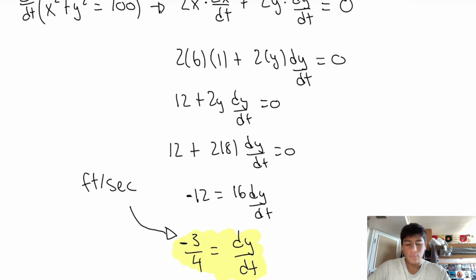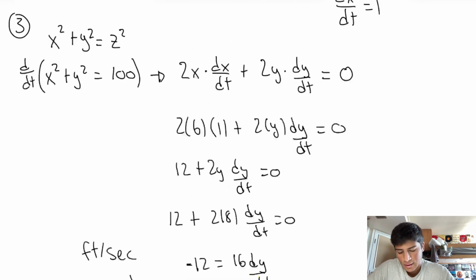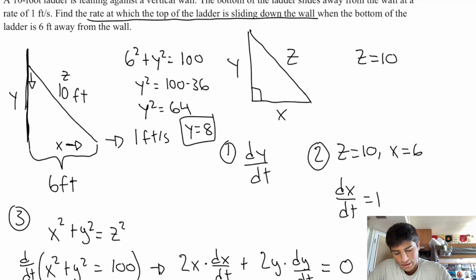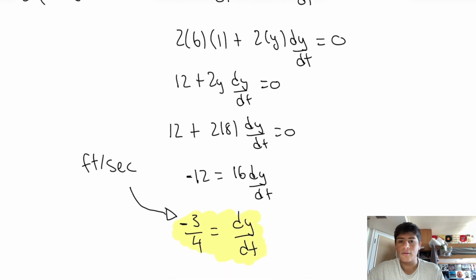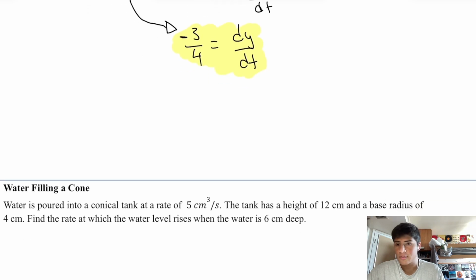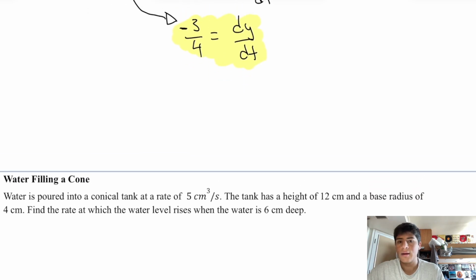And you might be asking, well, why is it negative? And the reason is because our ladder is going downwards. Positive y is upwards, negative y is downwards. So if it's going downwards, that rate is going to be negative. So negative 3 over 4, even though it looks a little weird, checks out.